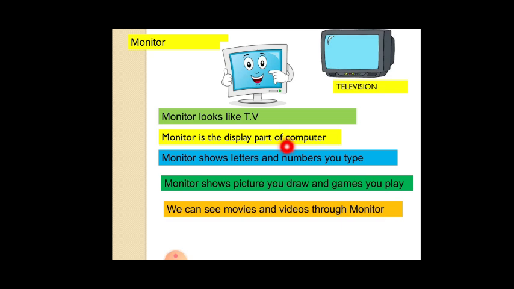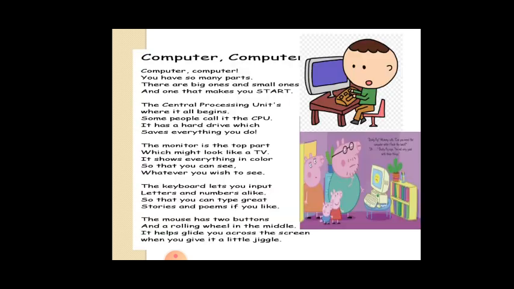Monitor is the display part of the computer. Monitor shows letters and the numbers you type. You get a result. You can see the result on the monitor. Monitor shows the picture you draw, games you play, correct? It also shows whatever picture you have drawn, whatever games you are going to play. We can see movies and videos through the monitor. So it looks like a television, that is TV. You can see both look the same.